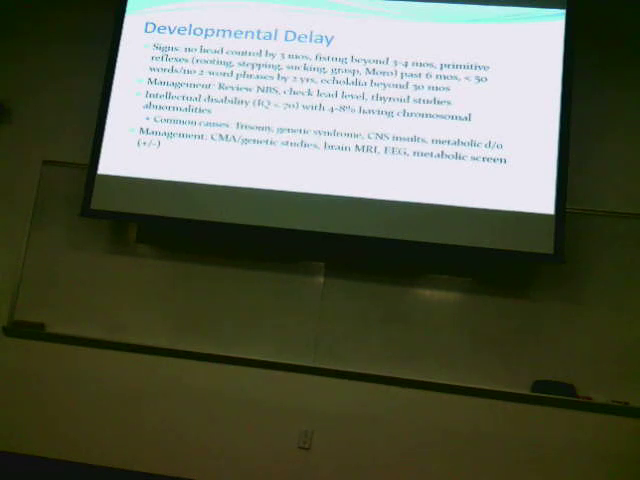So you want to review the newborn screens on these kids, check lead levels, thyroid studies. Intellectual disability is going to be an IQ less than 70, and 4 to 8% of these have chromosomal abnormalities. So common causes are, of course, genetic syndromes, trisomies, CNS insults in utero, and metabolic disorders. And so we manage these with CMA, genetic studies. That's usually a pretty common workup. And then brain MRI, EEG, metabolic screen if indicated as well.